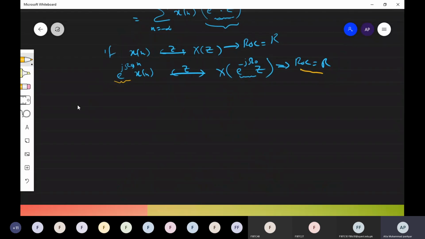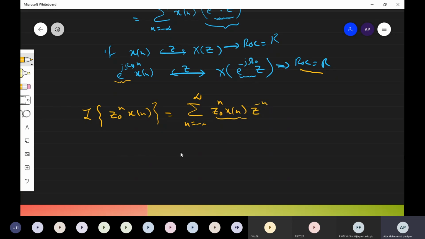The second variation of this scaling is, what if z naught power n is multiplied with x of n? So the z transform of this signal must be summation n from minus infinity to infinity, and now instead of just x of n, we have an additional term as input, right? And z power minus n. So this must be equal to summation n from minus infinity to infinity x of n, and now can I write this as z upon z naught, whole power minus n, right?